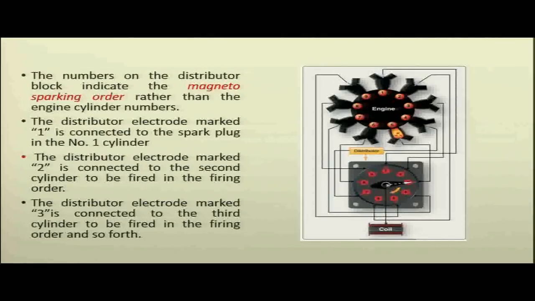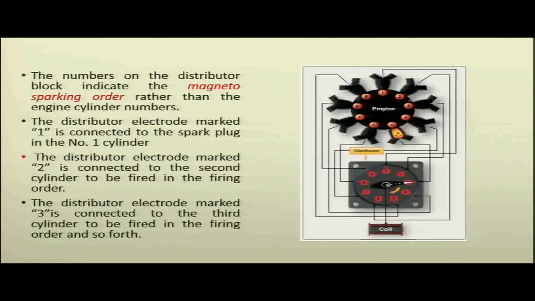The distributor electrode marked 2 is connected to the second cylinder to be fired in the firing order. So the second electrode in the distributor block will not be connected to the cylinder number 2, but it will be connected to the second cylinder which is to be fired in the firing order.